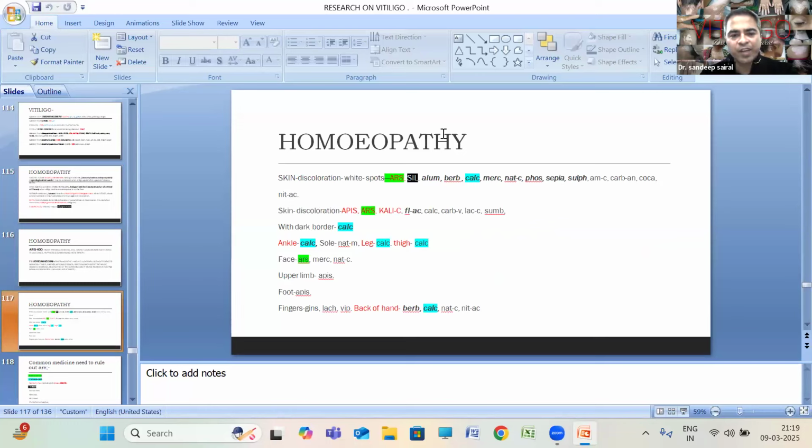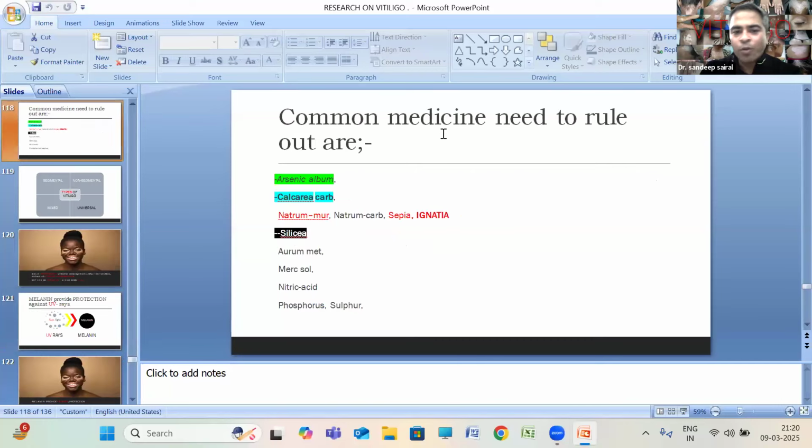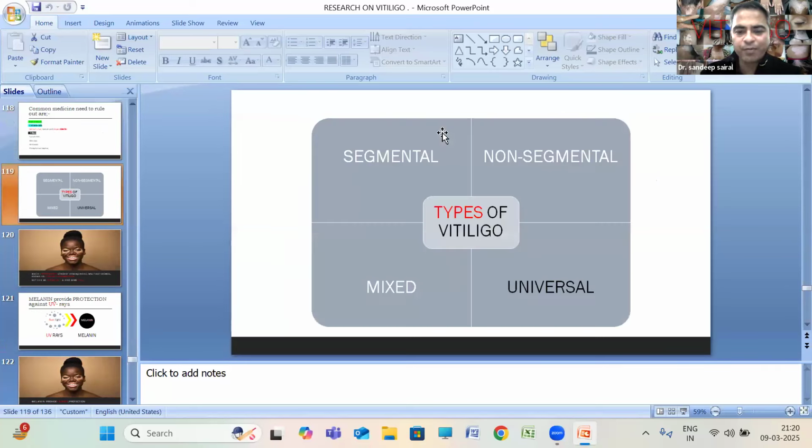Like skin discoloration, white spots, white with a dark border, on the ankles, the sole, the leg, thighs, face, upper limbs, foot, fingers. So the common medicines listed are like this. Silicea is a super medicine; I have found very good results. Ignatia also provided good results. Natrum muriaticum, superb results. Aurum metallicum, nitric acid, purely syphilitic medicines will help you.